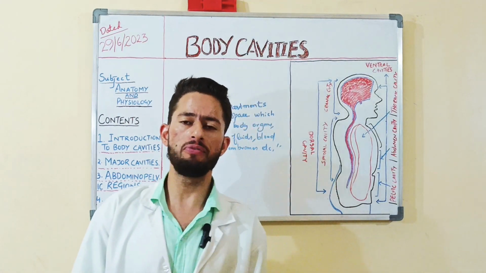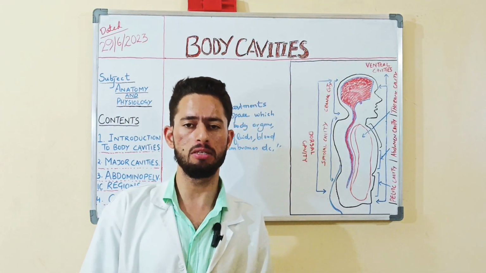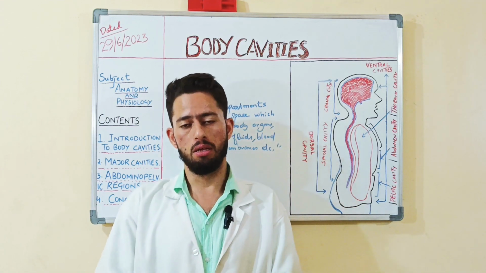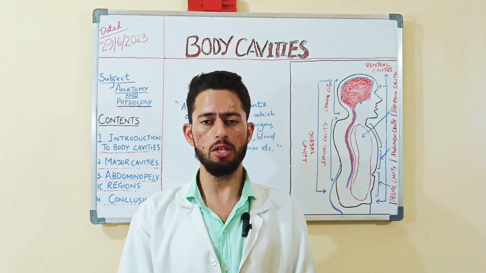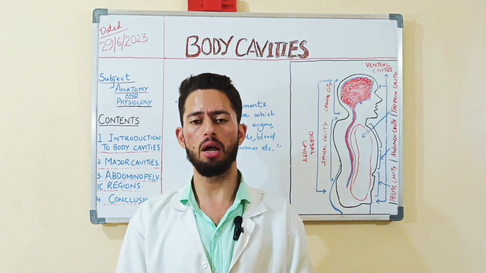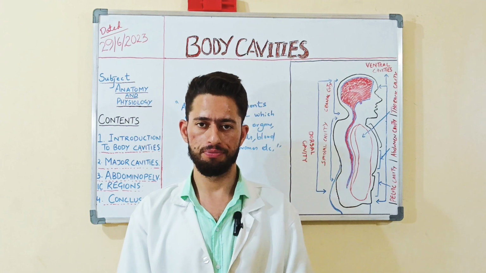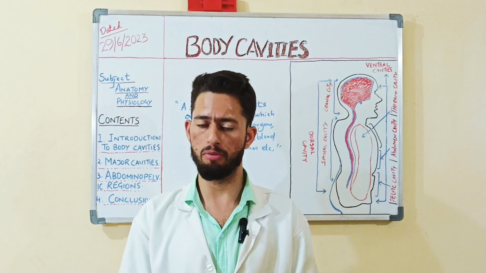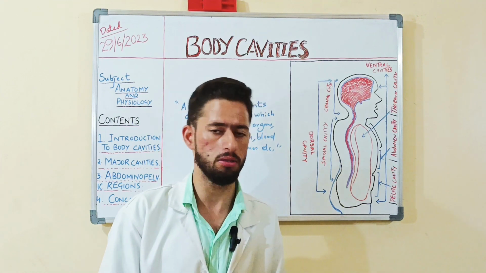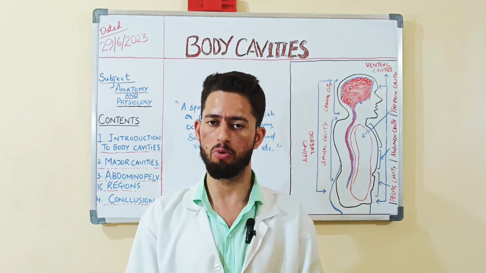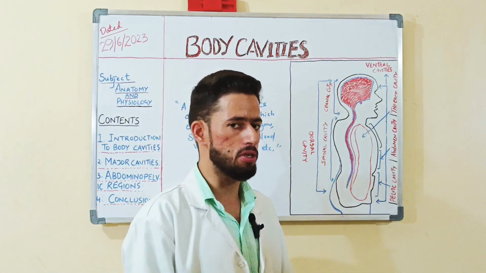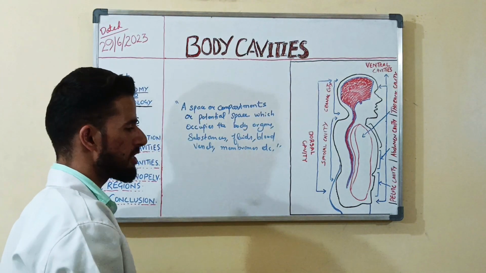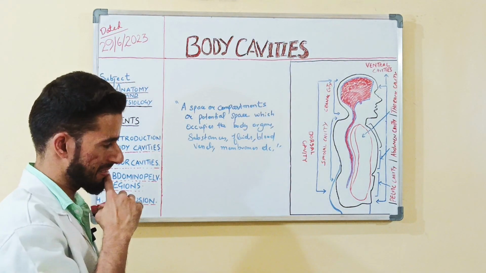Before we move to today's main topic, that is what all the body cavities are, we must know that in the anterior part of our body and also the posterior part of our body there are body cavities located. Some body cavities are located on the anterior, that is ventral aspect of your body, and some are located on the posterior or dorsal aspect of your body. Today we are going to discuss that. If you want to take notes, you can, or you can take a screenshot.